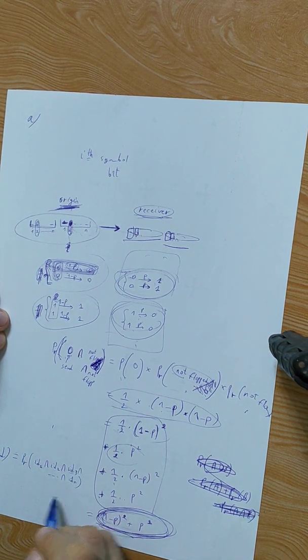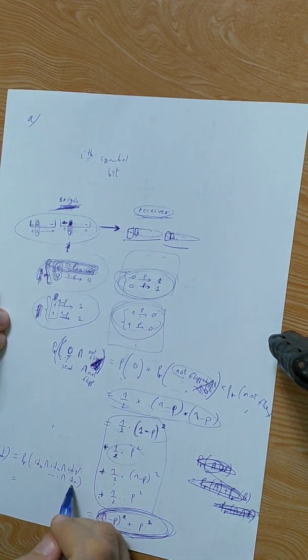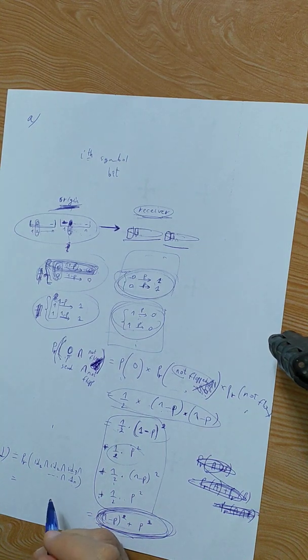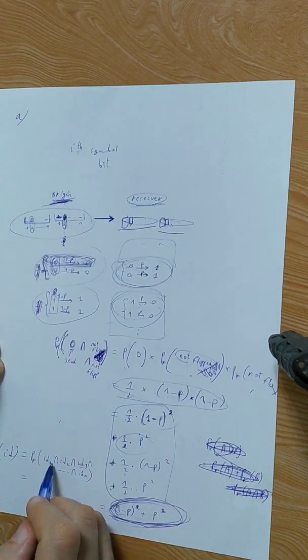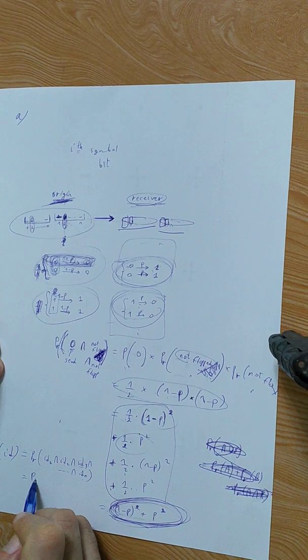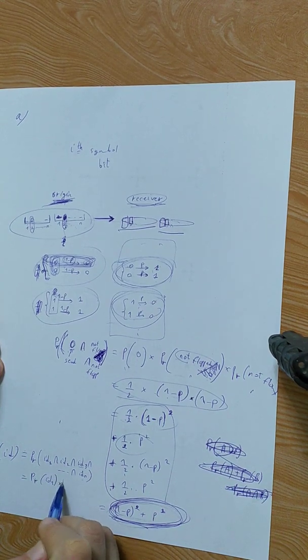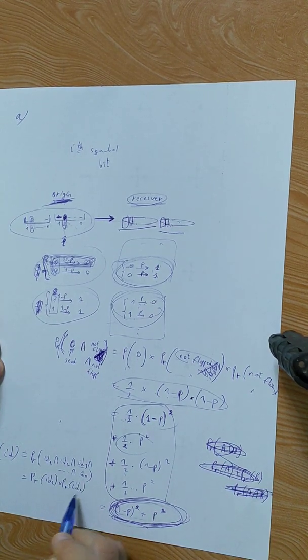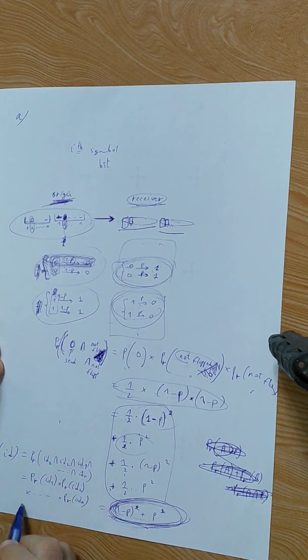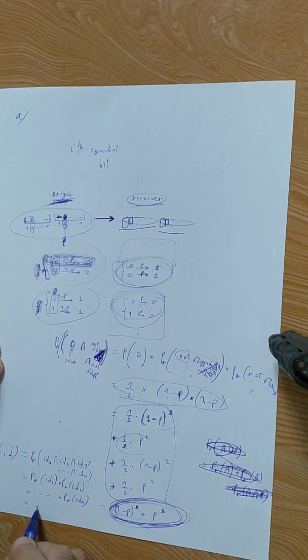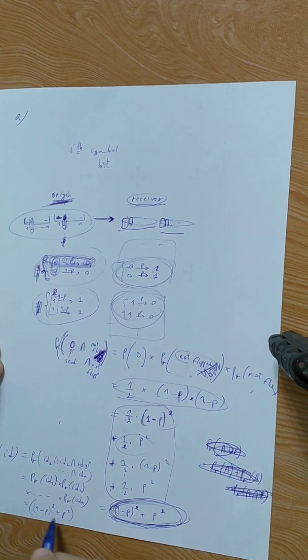and IDn. Since they are all independent, it is this one times Pr(ID1) times Pr(ID2) times Pr(IDn). So it becomes this thing to the power n. It becomes (1 minus p) squared plus p squared, to the power n.